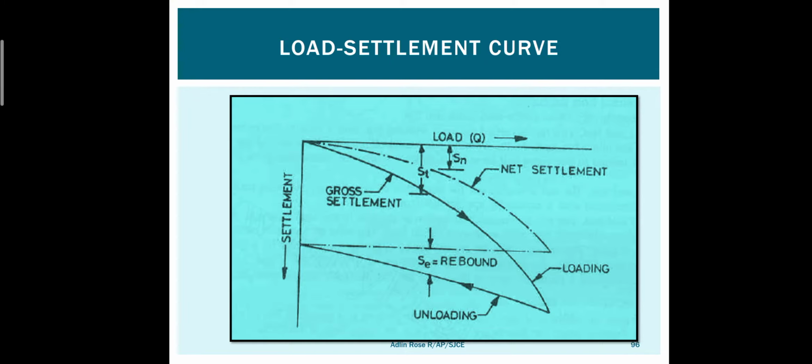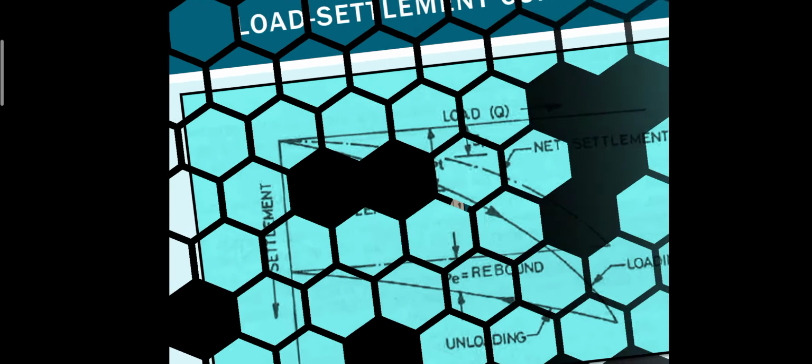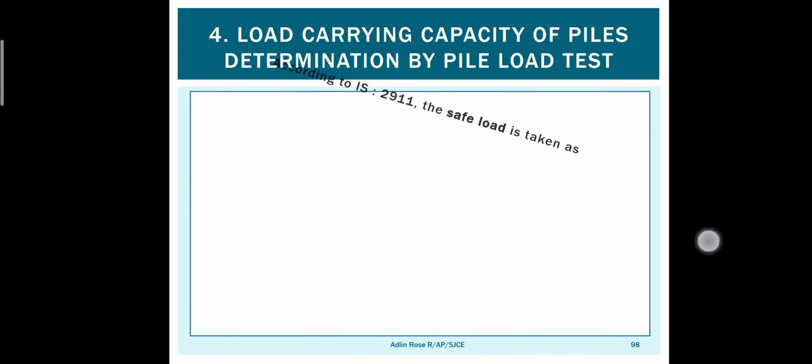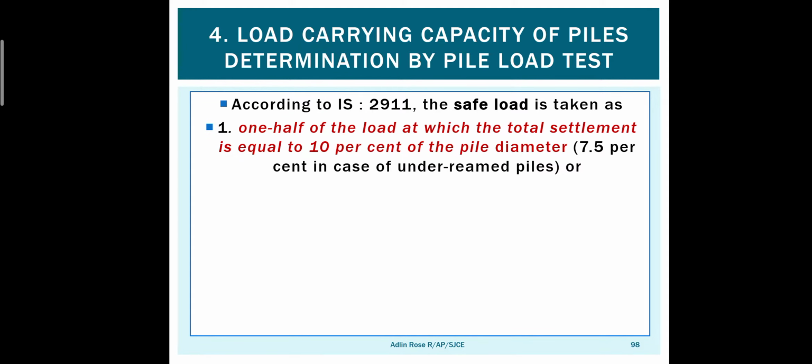We will find the allowable load here, Q_A. The safe load or allowable load is one half of the load at which the total settlement is equal to 10% of the pile diameter. Which means you have to find B by 10 first. What is B? The size of the pile. If it is a square pile, B is going to be the width, and if it is a circular pile, B is going to be the diameter. That value divided by 10, you will get one value.